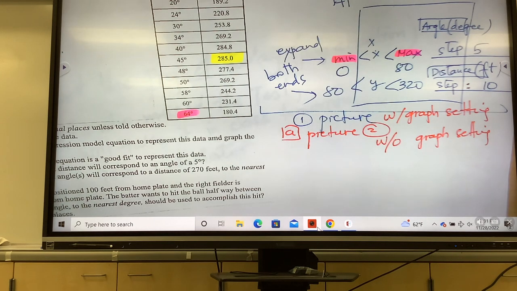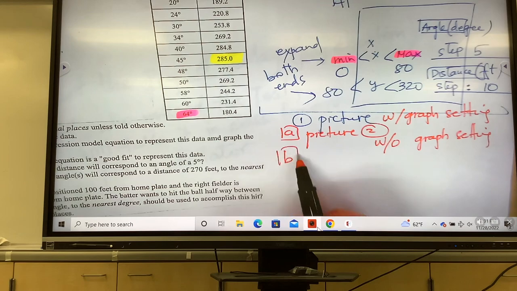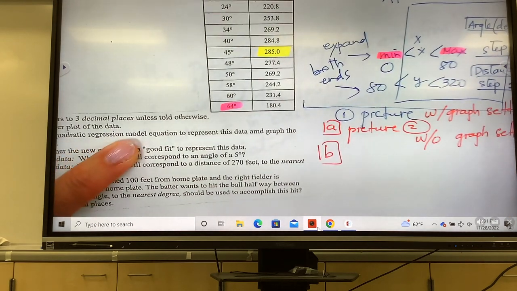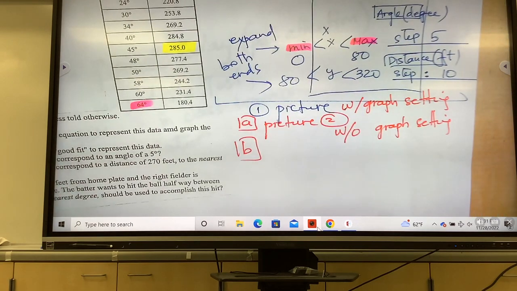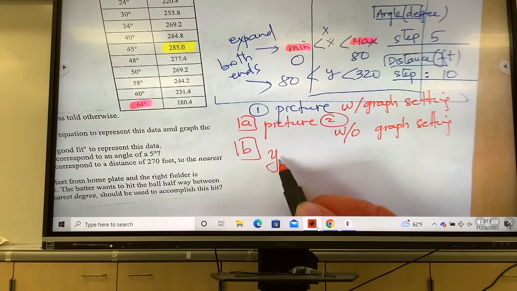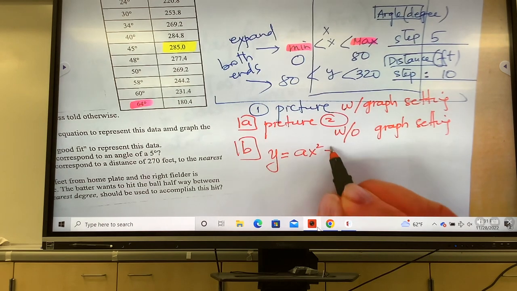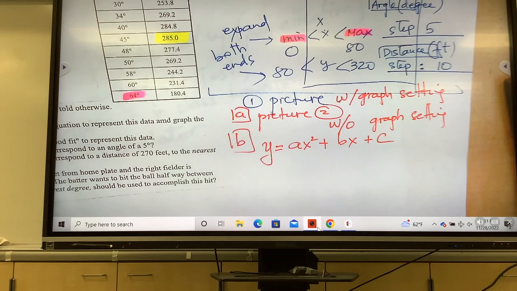There. That's part A. Now, part B. Determine a quadratic regression model. So for part B, we're not going to use y equal mx plus b, right? That's linear. We're going to use y equal ax squared plus bx plus c. So how do we do it?